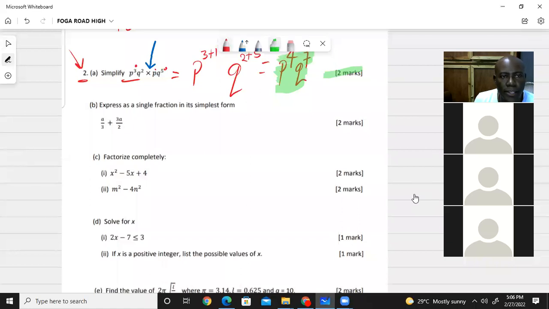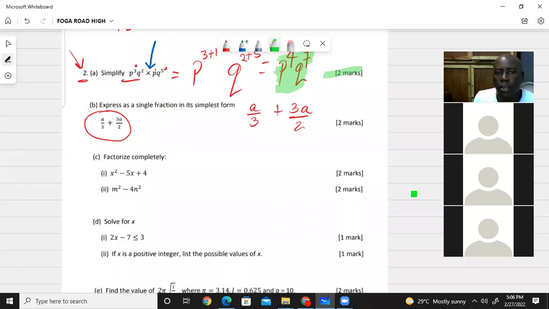2B, right here. Again, you see right here, algebra fraction. Now, what is an algebra fraction? It's a fraction that has a letter in it, that's all. So it's not about just numbers, we're seeing A in it as a letter, and we are asked to do this. It says, express as a single fraction in its lowest form. So we're going to go for that.